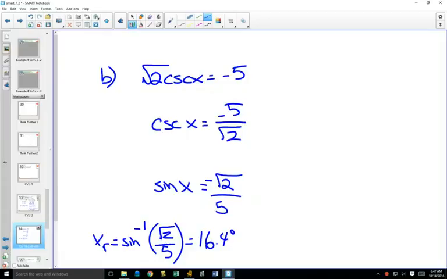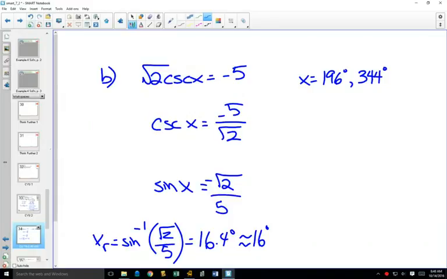Now this question says to the nearest degree, so we could just round that to 16 degrees. Sine is negative in quadrants 3 and 4, so we'd get 196 degrees in quadrant 3, and in quadrant 4, we would get 344 degrees.